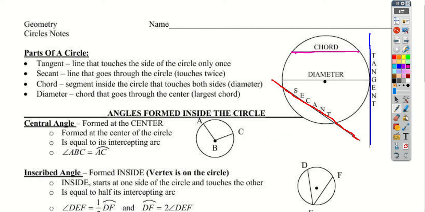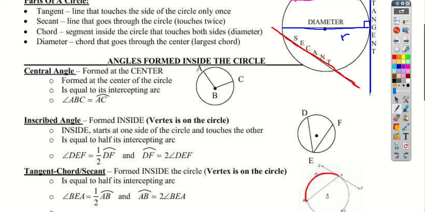The longest chord that we can draw in a circle is referred to as a diameter. Now the diameter is always perpendicular to a tangent line. That's one of the properties we'll talk about a little bit later, but just something to keep in mind as we move along. The other part of a circle we know is the radius. Remember, it's just half the diameter.